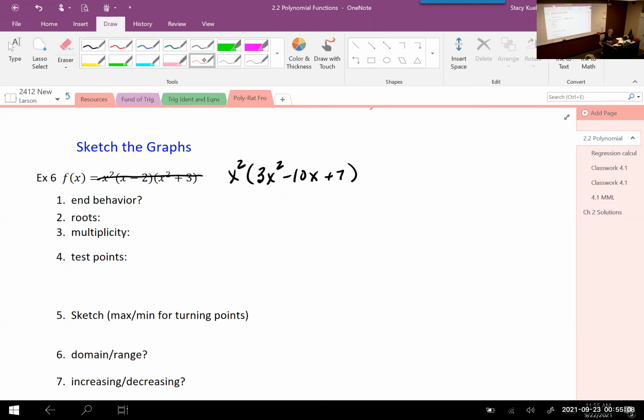So in order to sketch this graph, let's first determine what the end behavior is. Okay, so we have x squared times 3x squared. So x squared times x squared is going to be x to the 4th. Therefore, this is an even function, right? And it's positive, so we're going in the same direction.